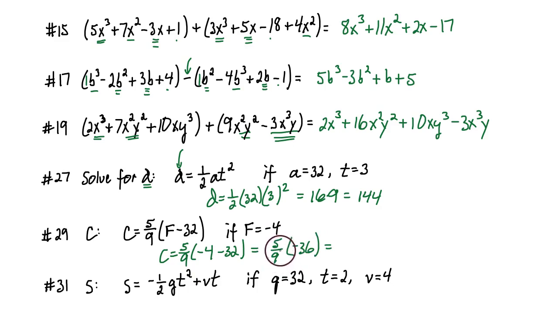Now let's multiply this fraction to negative 36. How about a little bit of reducing? 9 divides into 36 4 times. So 5 times negative 4 is negative 20.